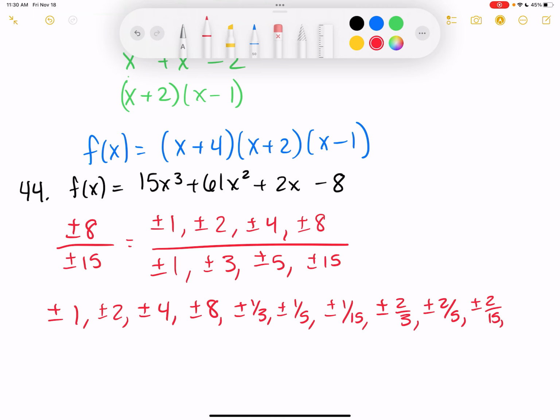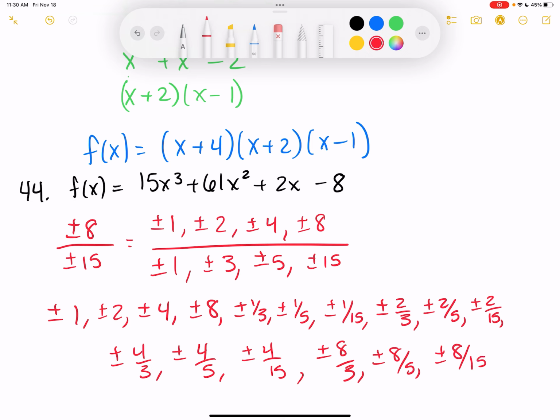It's not the order I normally go in, but it's fine as long as you have them all. 8 over 3, 8 over 5, and 8 over 15. I haven't done the 4 one yet, though. So 4 over 3, 4 over 5, and 4 over 15. And then 8 over 3, 8 over 5, 8 over 15. If we had had any that repeated, we wouldn't write them more than once.